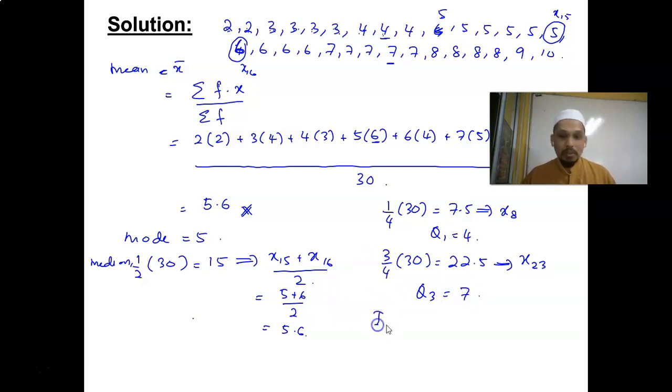So, the interquartile range is equal to Q3 minus Q1, 7 minus 4, equal to 3.